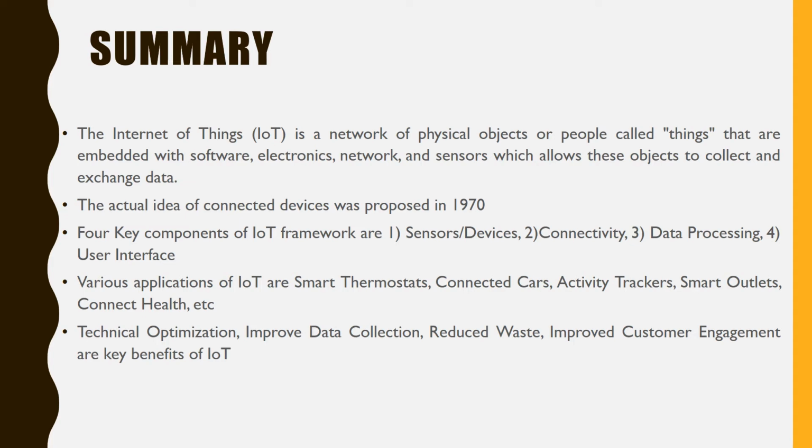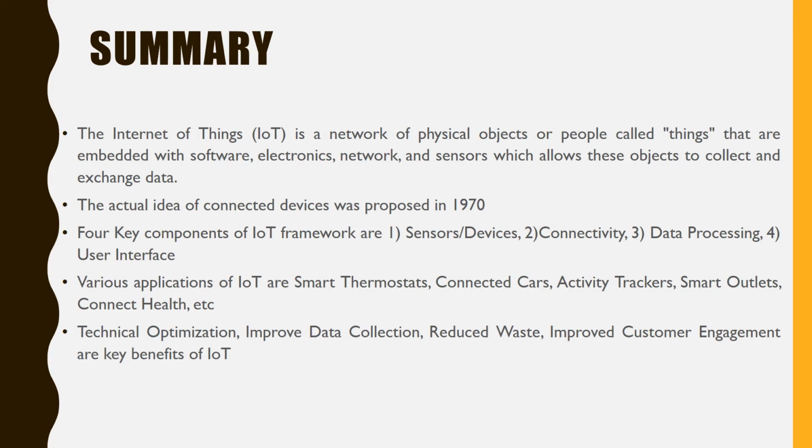Now the four key components of IoT frameworks. What are the components of the IoT framework? They are the sensors in the devices, then the connectivity with the internet, then the data processing, that is the interpretation of the signals, and then the user interface, the apps and some other types of interfaces to control these devices.